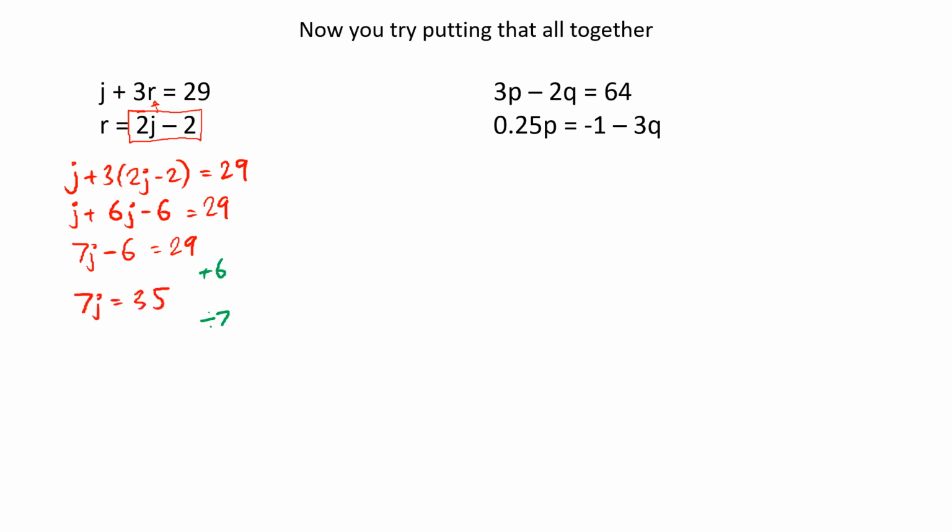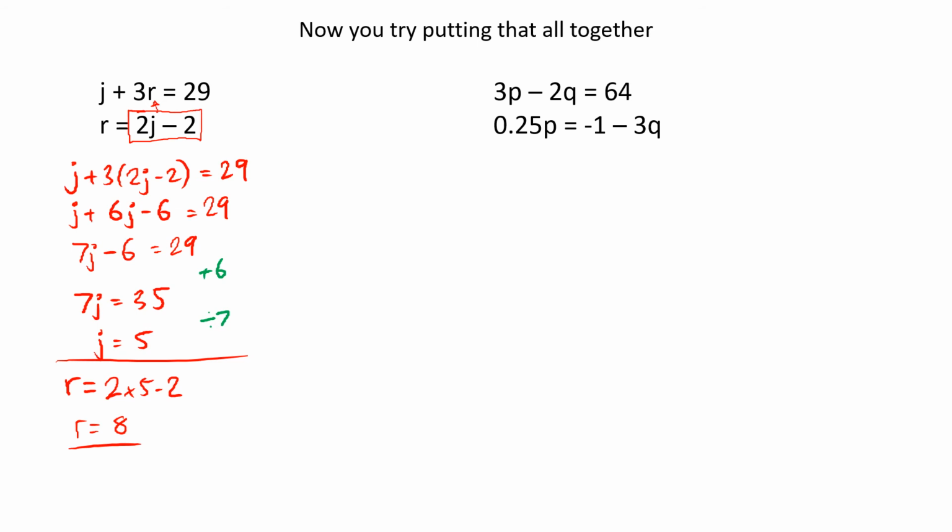So we'll end up with 7j is 35, and j is 5. That's a nice whole number value. That's always promising. To get the value of r, we then substitute that into the fact that r is 2j minus 2. So it's 2 times 5 minus 2. So r is equal to 8.